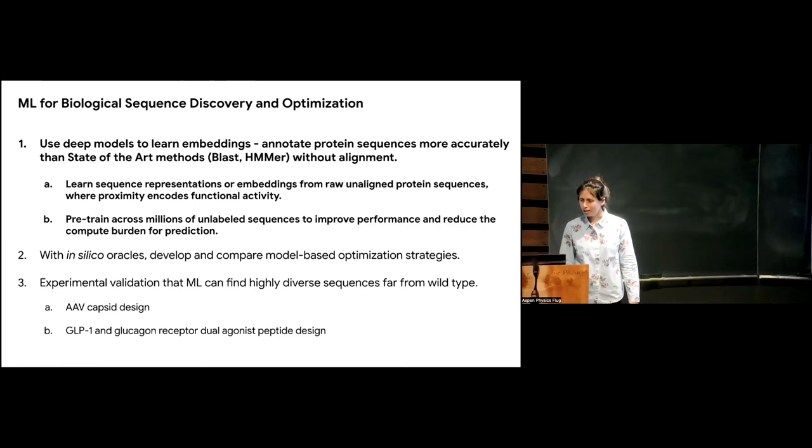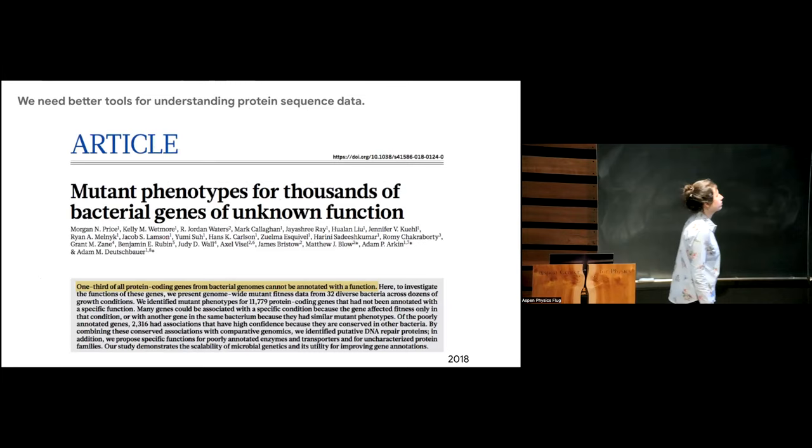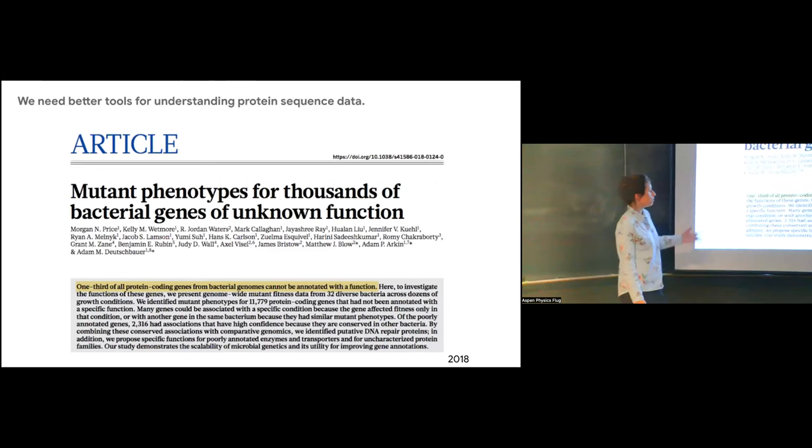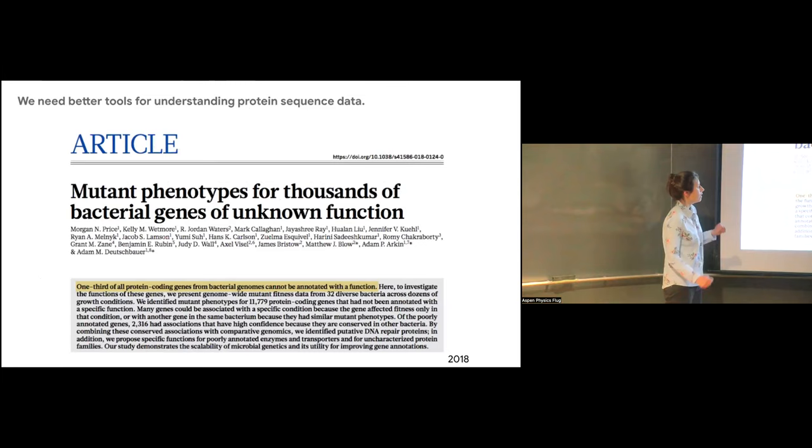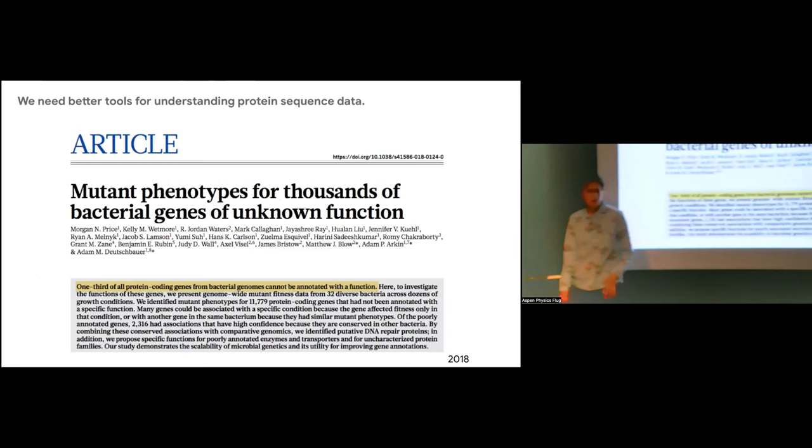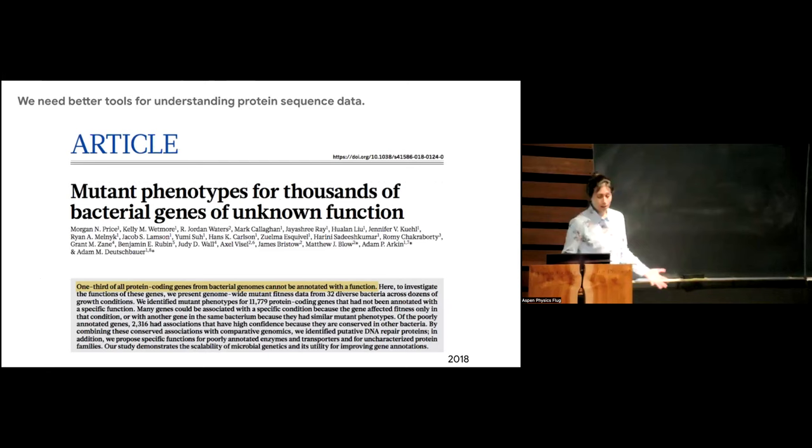This is a Nature paper from 2018. It makes the point that a third of all protein coding genes from bacterial genomes can't be annotated as to function. And these people did an amazing job. This was a tour de force study of experimentally characterizing something like 12,000 protein coding genes. There was a huge amount of work. So doing this experimentally is not practical, right? You have lots and lots of proteins to annotate, and it's just not going to work. We want to know, can we do this computationally?